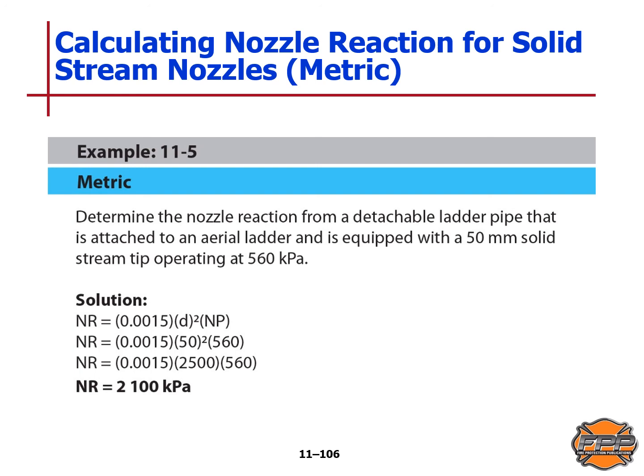So the next line, nozzle reaction is 0.0015 times 50, it's a 50 millimeter tip, squared, times 560 because your nozzle pressure is 560 kilopascals. You factor that out on the next line and you get 0.0015 times 2500 times 560. You multiply those together and your nozzle reaction is 2100 kilopascals.